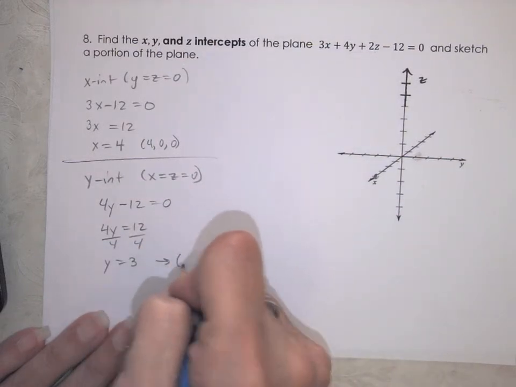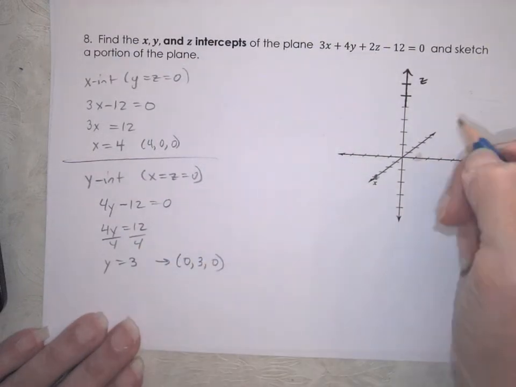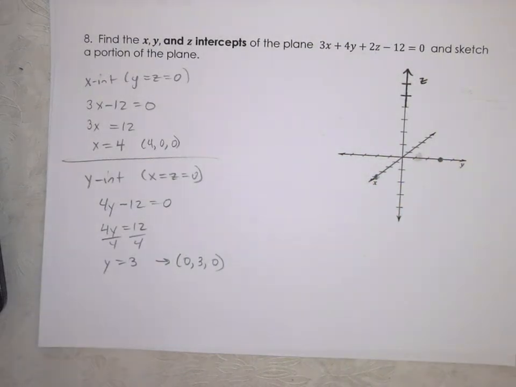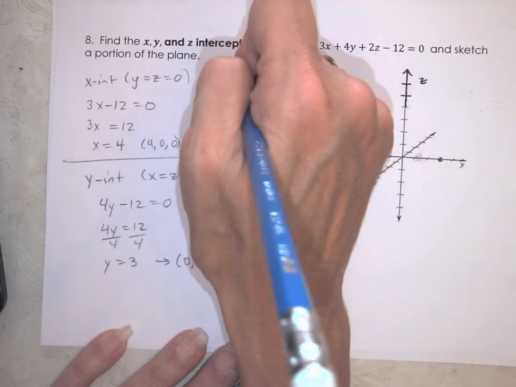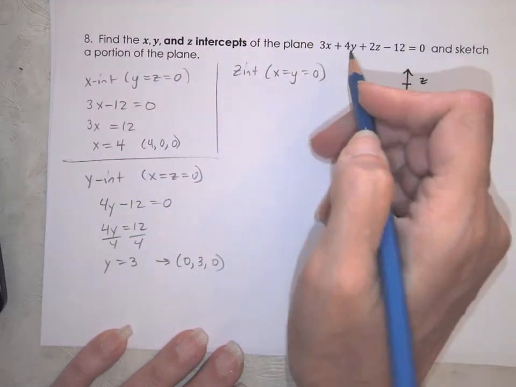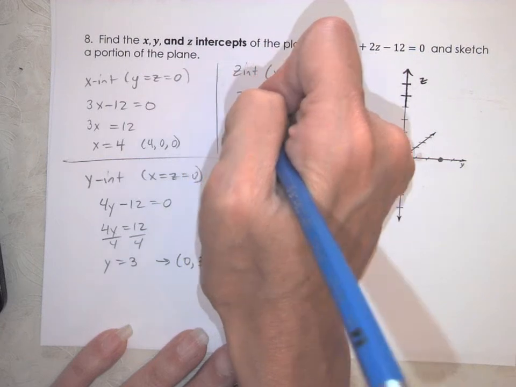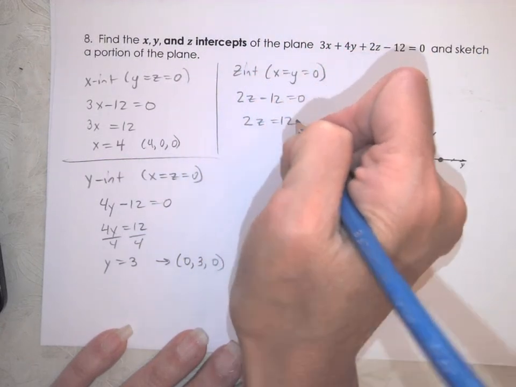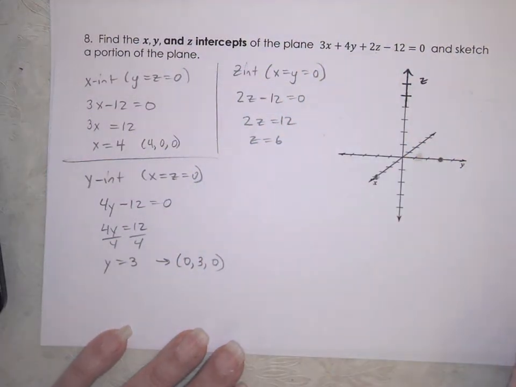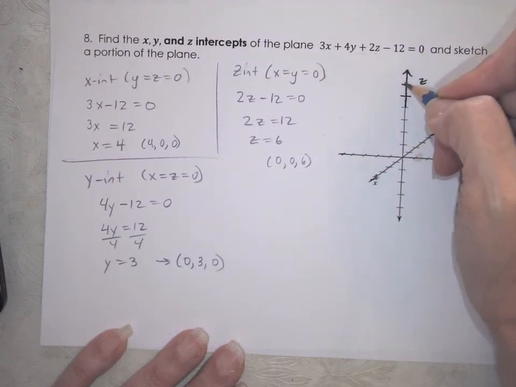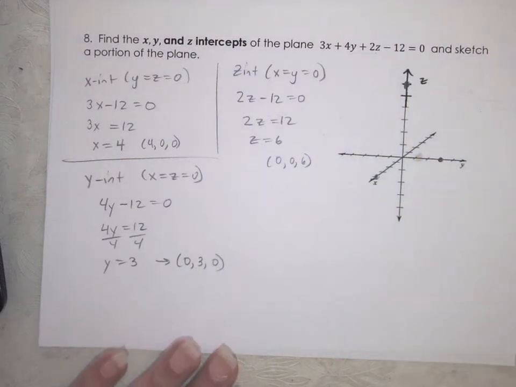Which corresponds to the point (0, 3, 0). So positive 3 there. There's my y-intercept on the y-axis in the positive y direction. And then my z-intercept is when x equals y equals 0. So I would be left with 2z minus 12 equals 0, where z is positive 6. So that's the point (0, 0, 6). 1, 2, 3, 4, 5, 6. There, I extended it so we'd have room to draw it.